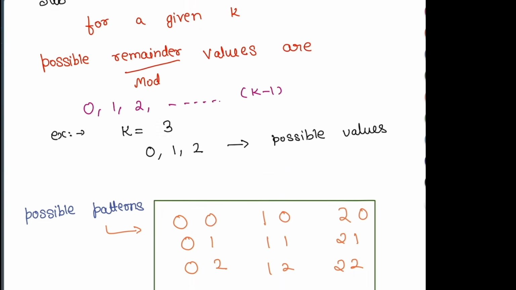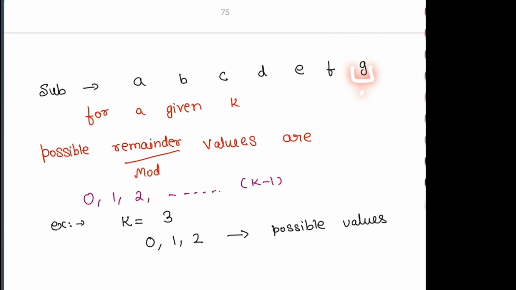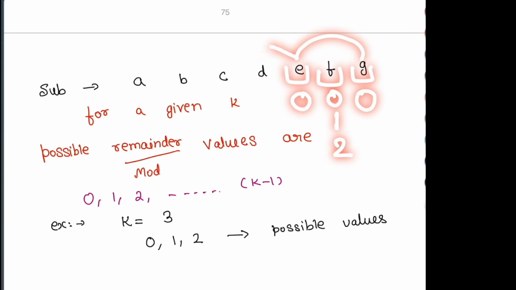So from here, I am finding some possible patterns for any given value of K. Let us say the given value of K is 3. Then the pattern is going to be: my last element will have a mod value, let us say the mod value is 0. Now this F will have a mod value of either 0, 1, or 2. Now this E will have a mod value of 0, because they both will have the same mod values. So there is a certain pattern here.